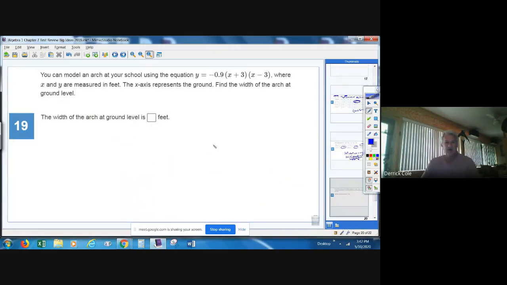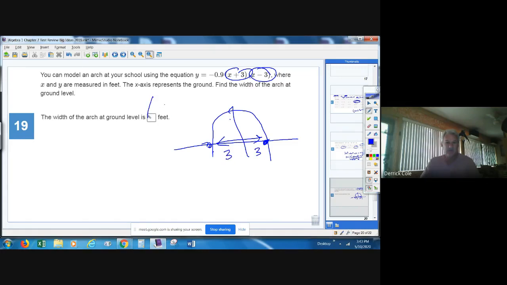You can model an arch at your school using the equation there. That means it's going to cross the x-axis at 3 and negative 3. That's what this right here tells us. So what's the distance between these two? If this is 3 and this is 3, it is 6.